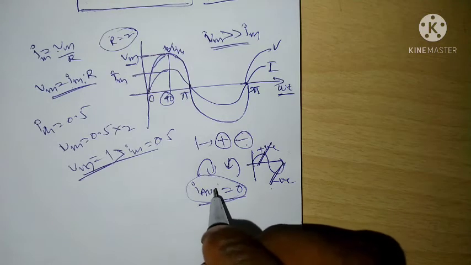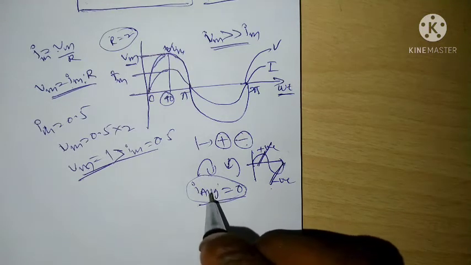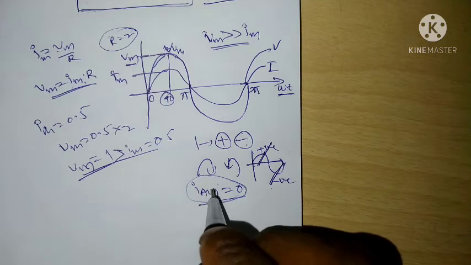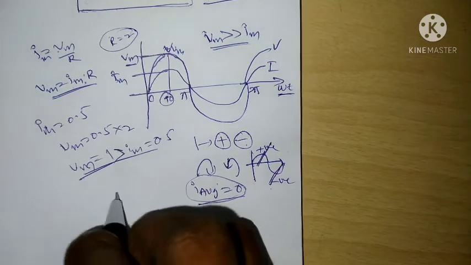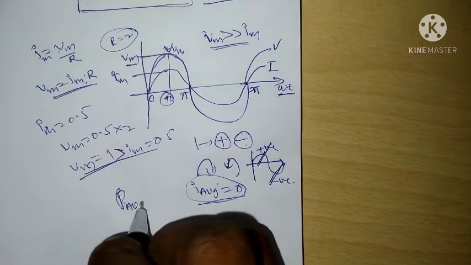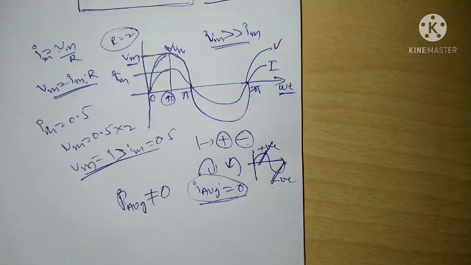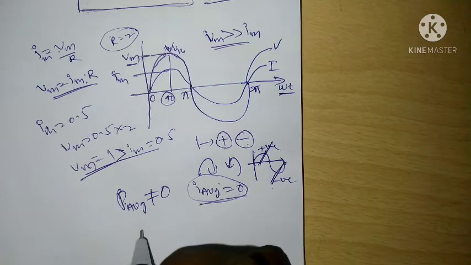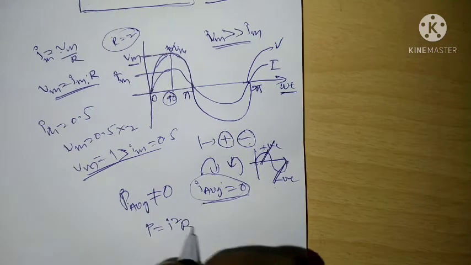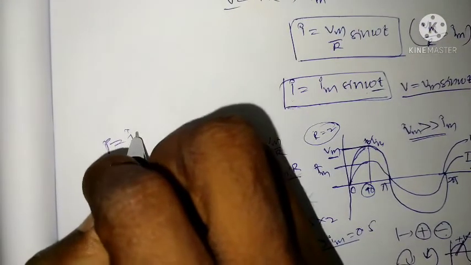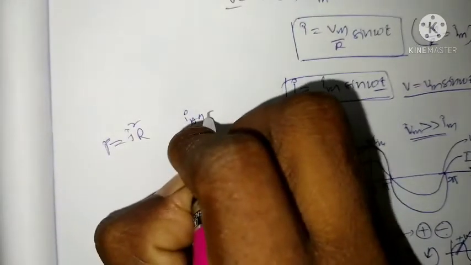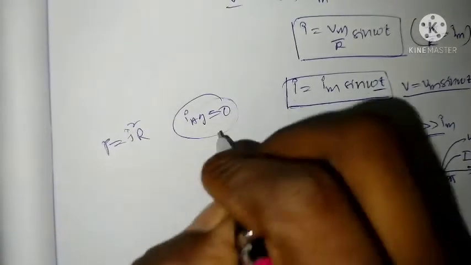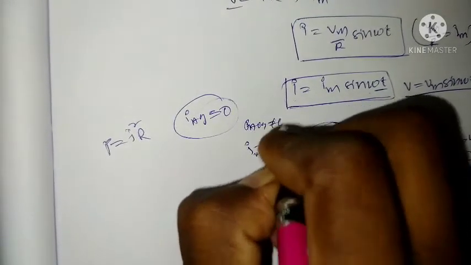That is I average, P average. What is the IRMS, VRMS? Discussed in the previous lecture. Okay, I average is 0, but P average is not 0. That means it depends upon the relation: power is equal to I square R. According to this, I average is 0, but power average is not equal to 0.